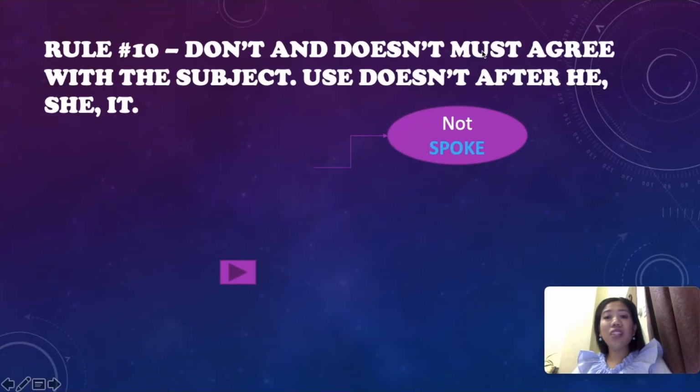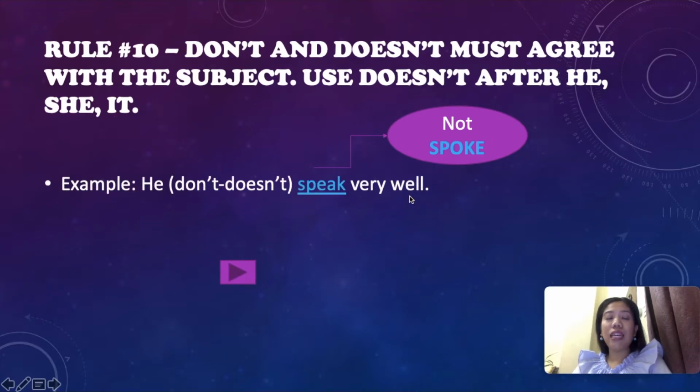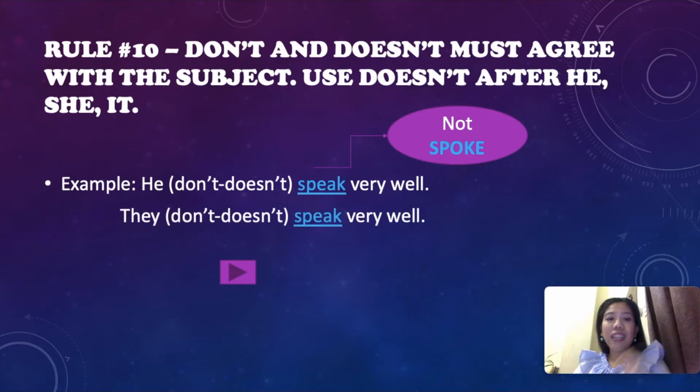"Don't" and "doesn't" must agree with the subject. Use "doesn't" after he, she, it. "He doesn't speak very well." So what is the answer? You can try to answer me if you can guess. The answer is "He doesn't speak very well." "They don't speak very well."